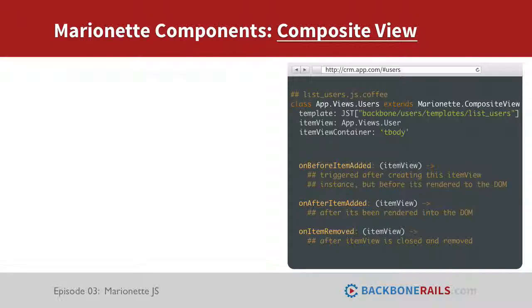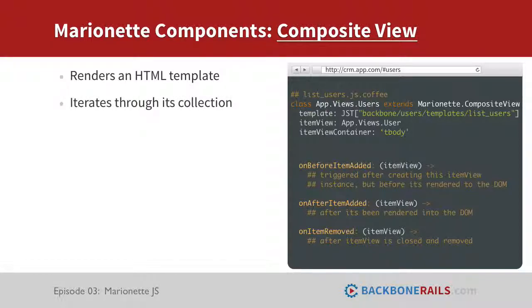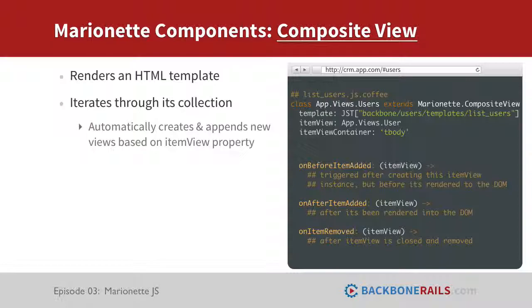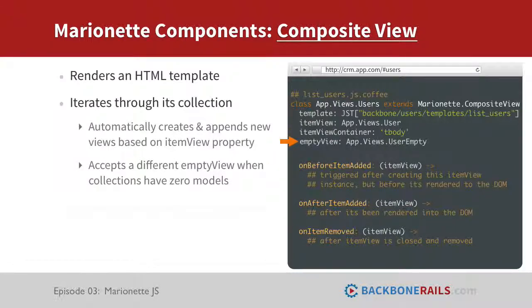We haven't exhaustively covered every aspect of a composite view, but let's recap what we've done so far. Composite views take a template, and that template's rendered into the DOM. When the reset event was triggered by our collection, our composite view automatically iterated on those models, creating new views based on the itemView property and inserted them according to the itemViewContainer property. Another note here, and one of the unsung heroes of collection and composite views, is that they both take an optional emptyView property. This empty view references a separate view altogether, which would naturally have a different template.